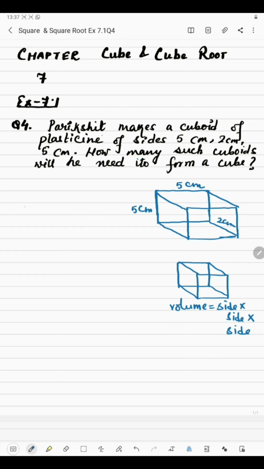And for the volume of a cuboid, the length, breadth and height are given. So the volume of the cuboid is 5 into 2 into 5.